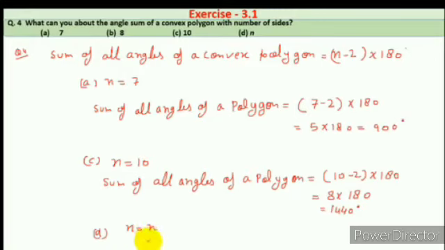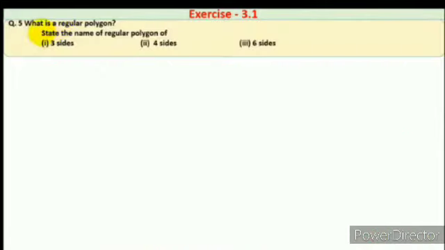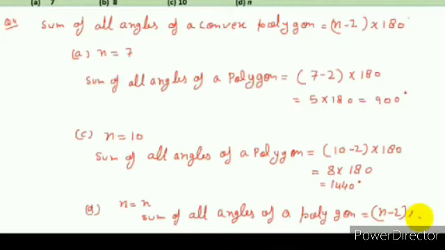D, here n equals n only. So in place of n what should we substitute? n only. So the sum of all angles of a polygon, we will get the same formula itself: n minus 2 into 180 degrees. Got it? Yes, copy all these answers. Last one, that is n minus 2 into 180 degrees. It is not a number, so the same formula itself. Okay.